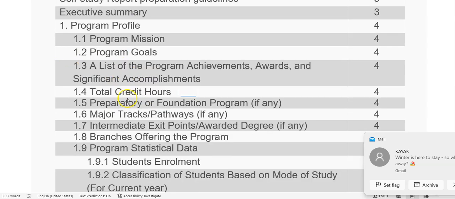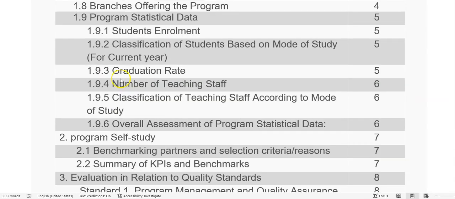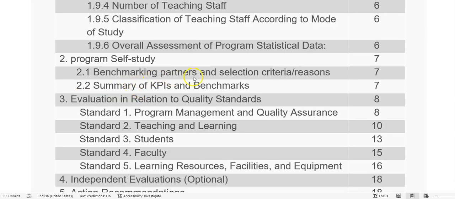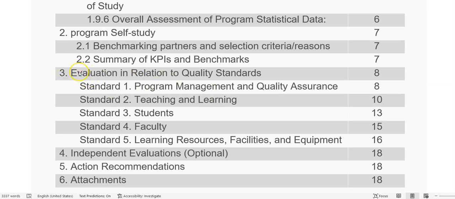The second, as you see, we have program profile. What we listed now is all about the program profile. The second, we have program self-study: the benchmarking, partners and selection criteria, reasons. This is about the program self-study. We have two items, summary of KPIs and benchmarks. The third is evaluation in relation to quality standards. Now you will write how you evaluated your program based on NCAAA requirements and standards.